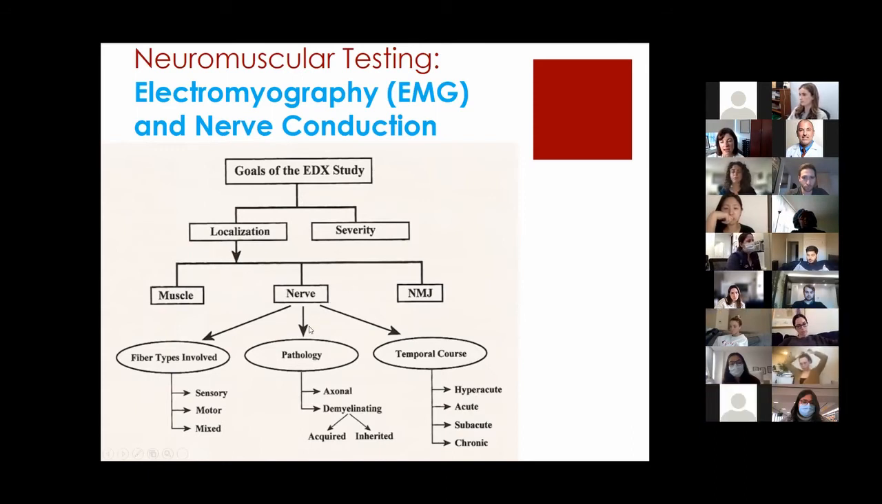From a nerve standpoint, we can tell what type of nerve fibers are involved, whether it's sensory, motor, or mixed. We can distinguish if there is primarily demyelinating pathology or axonal pathology. Even in certain patterns of demyelinating nerve pathology, we can tell with nerve conduction studies if it looks more like a hereditary pattern or an acquired demyelinating condition, for example, Guillain-Barre syndrome or CIDP. We can also use certain features of these findings to tell the temporal course. Does this look like something that's been chronic? Does this look like an acute pathology? And so forth.